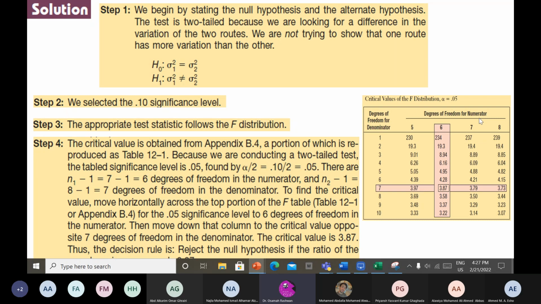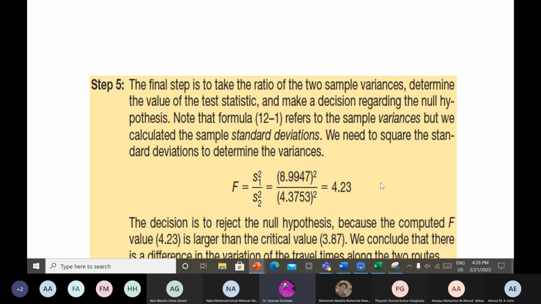The degree of freedom of the numerator is for the sample with the bigger variance. So you have to find the variance of the first sample and the second sample to decide which one you will take as the numerator, the one with the bigger variance, and the degree of freedom of the other sample with the smaller variance. So remember, if you go for 6 and 7 or 7 and 6, you will have a completely different value, right?